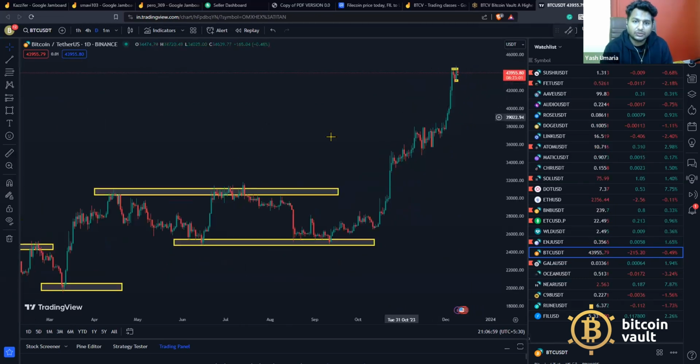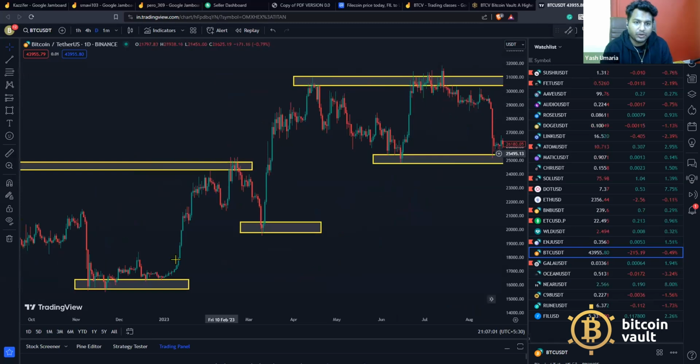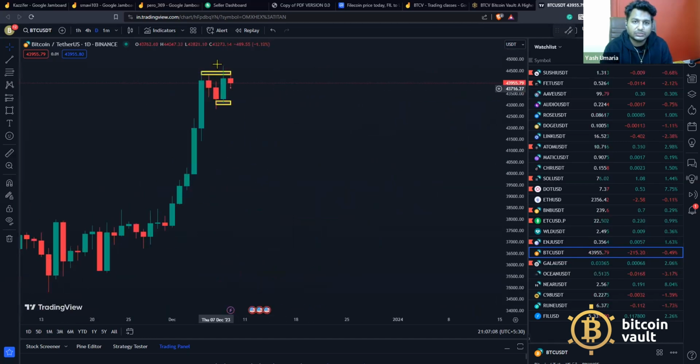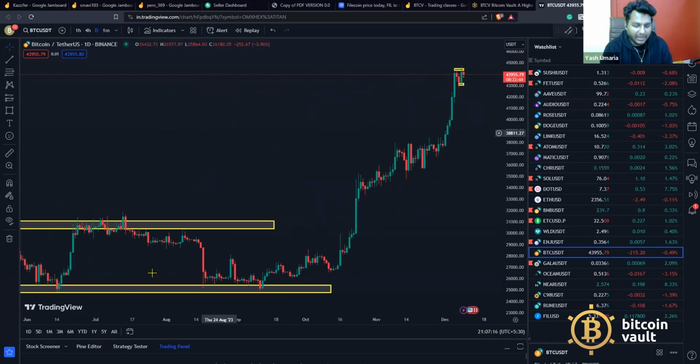This bigger support and resistance is useful for swing trading, and this smaller support and resistance is useful for day trading. Because in day trading, we use smaller time frames. In swing trading, we use higher time frames.